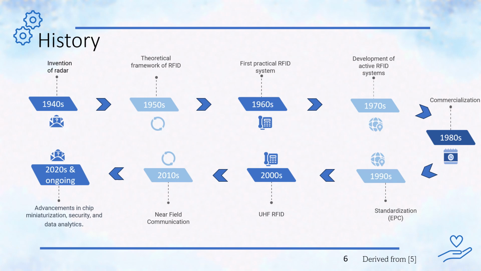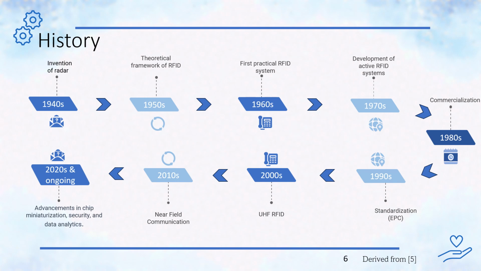The 1960s saw the use of the first practical RFID system. Mostly it was a passive RFID system, which later on in the 1970s led to the development of the active RFID system. And in the 1980s, commercialization of RFID systems came into being. That is, other than government officials and such, RFID was used much more commonly, and the public were using such RFID systems.